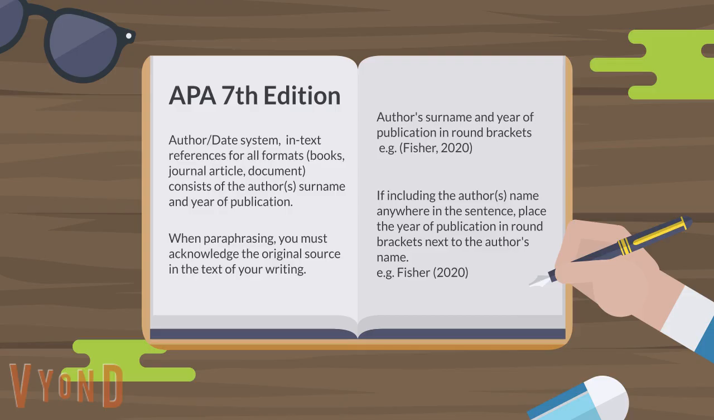words. When paraphrasing, you must acknowledge the original source in the text of your writing, include the author's surname and year of publication in round brackets, or if including the author's name anywhere in the sentence, place the year of publication in round brackets next to the author's name.